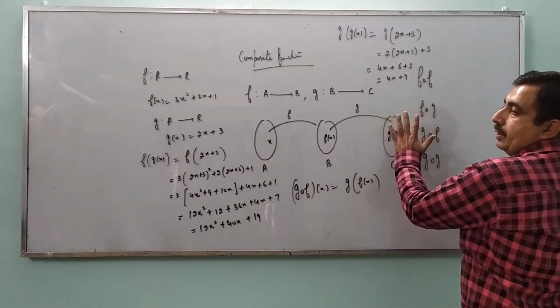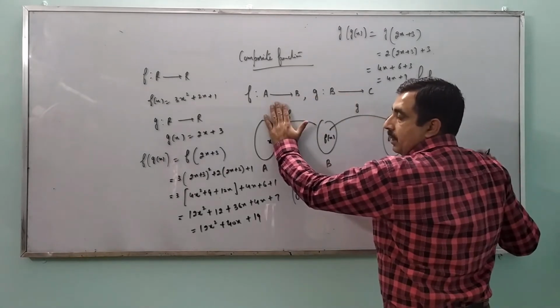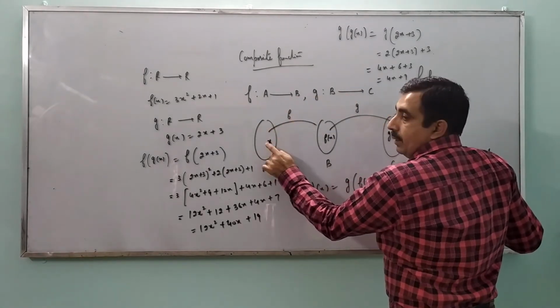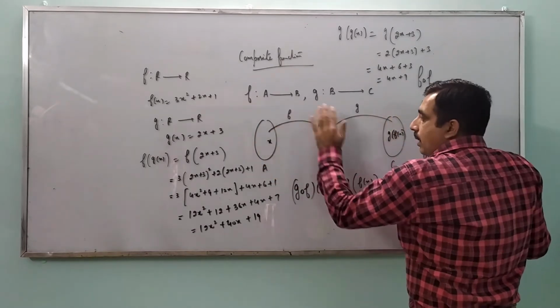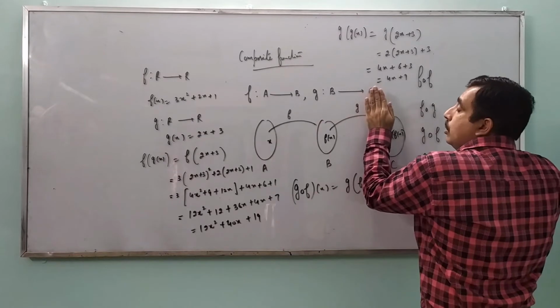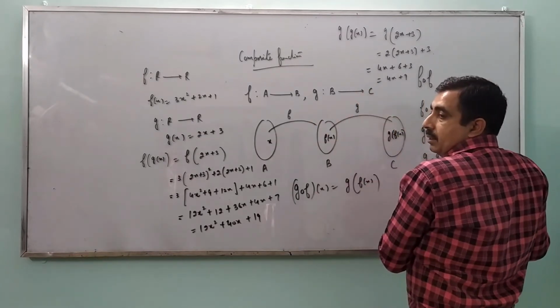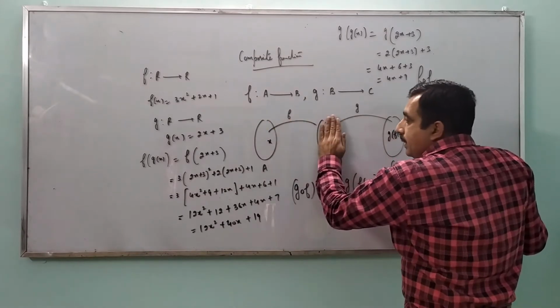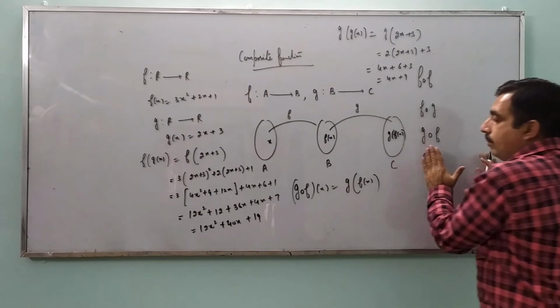So this is a composite function, when one function operates on a second function. This is the domain of f and this is the range of f. Range of f is a subset of the domain of g. Range should be in the domain of g. Then we get g of f(x).